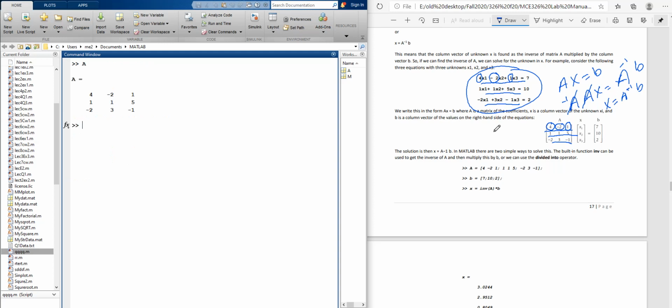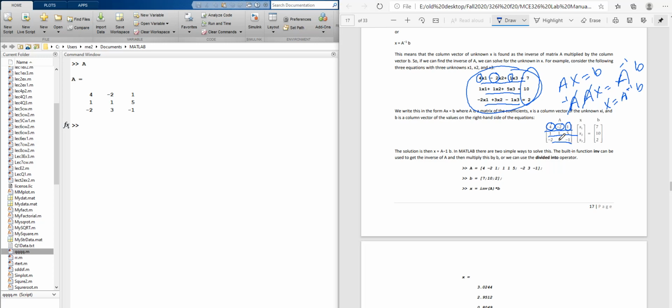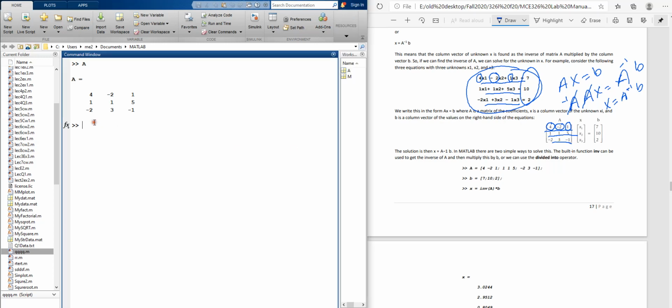Then I have to define B. B is the constants, because the equations equal, as you see, 7, 10, 2. So we write B equals 7, then a semicolon to go to the next line, 10, then a semicolon, then 2. As you see, it should be a column. If it's not a column, write the transpose to convert it to a column. So now I have it ready.